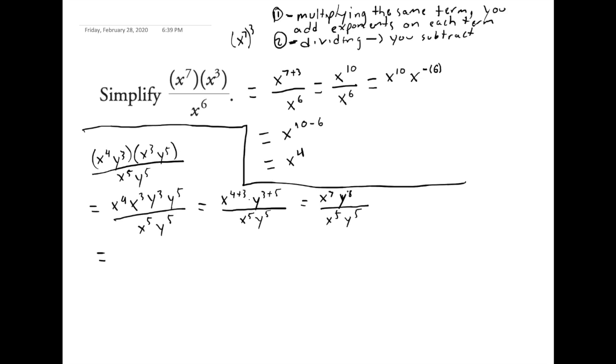Now, when it comes to multiplication and division, there's no preference in terms of order of operations. Either one can be done first. As you see, there's only multiplication and there's only division. Those two things. There's no addition, no subtraction. So rule number 2 says when you divide the same term, you subtract the exponents on each term. So what are the same terms? x to the power of 7, x and y. Those are the same terms.